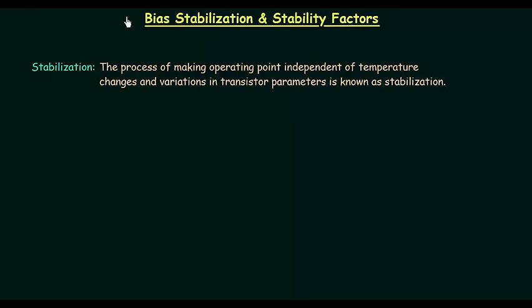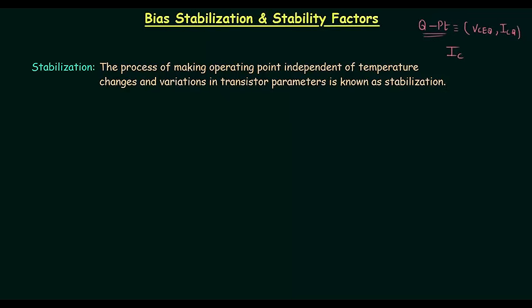In this lecture, we will learn bias stabilization and stability factors. After setting the operating point, we do not want the operating point to change, and the main reason for the change or shift in operating point is change in the collector current IC, because the coordinates of the operating point are VCEQ, the output voltage, and ICQ, the output current.